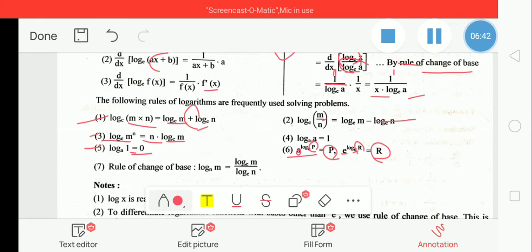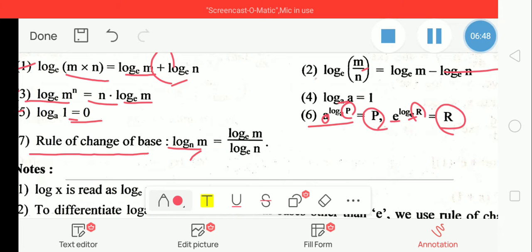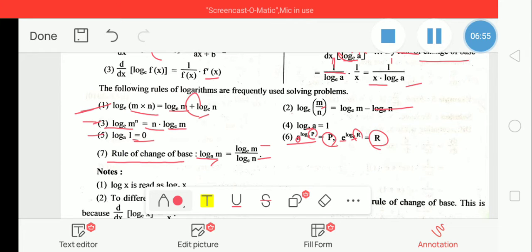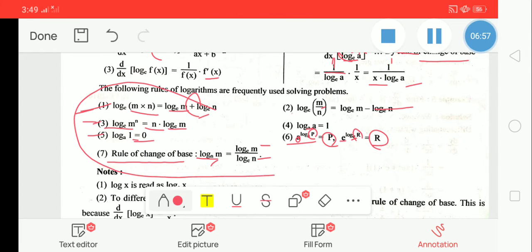Then the rule of change of base. Log of m to the base n is log of m divided by log of n. So these seven formulas, we studied in semester 1.